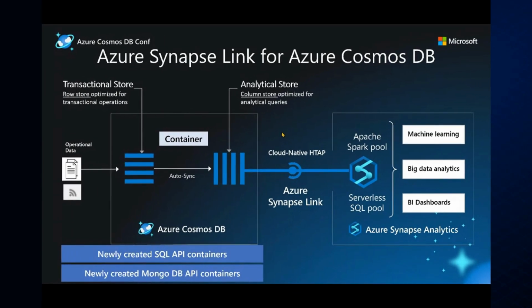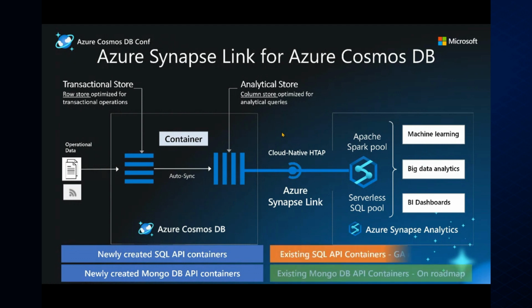You can activate Synapse Link for newly created SQL API and MongoDB API containers. With the March 2022 update, you can now activate Synapse Link for existing Cosmos DB SQL API containers. For existing MongoDB API containers, it is on the roadmap.